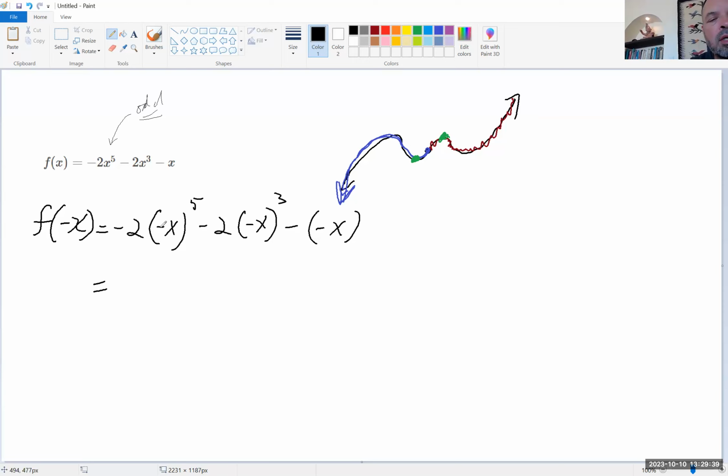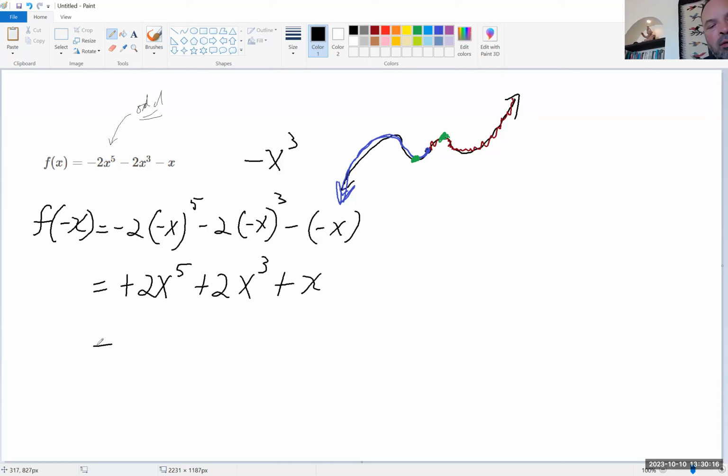Now, anytime you take a negative number and raise it to the fifth power, it is going to be a negative. And a negative times a negative is a positive. Negative x cubed becomes negative x cubed. But if you multiply that by -2, that becomes positive 2x cubed. The sign results may be a little confusing. You may have to think about that for a little while.